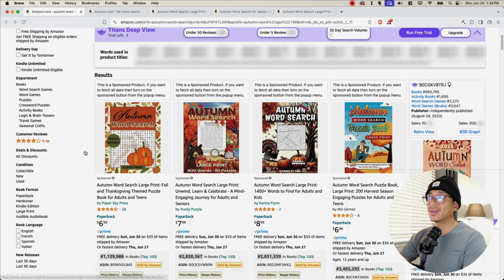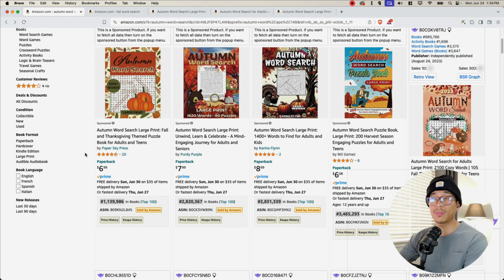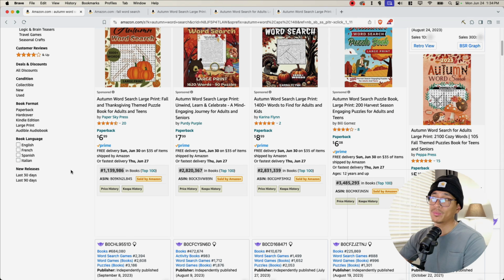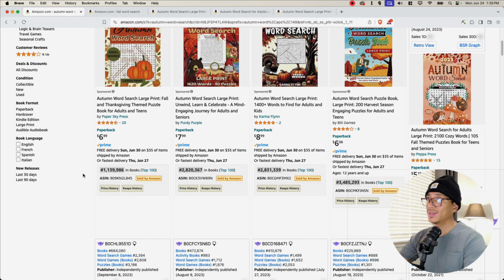Now, if we go ahead and look at some of these books, keep in mind, like I said, we're not going to be applying the same types of rules for these books right now, because this is not the time of the year that these books sell. But let's go ahead and look at some of these books.